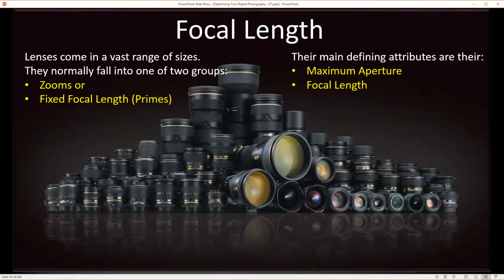So if you're describing a lens, it'll be like a 500mm f4 lens. So it's a 500mm focal length lens with a maximum aperture of f4. Similarly, a 28mm lens, f2.8. Now the maximum aperture tends to define the width of the lens, the front element, and the focal length tends to define the length of the lens in general terms.